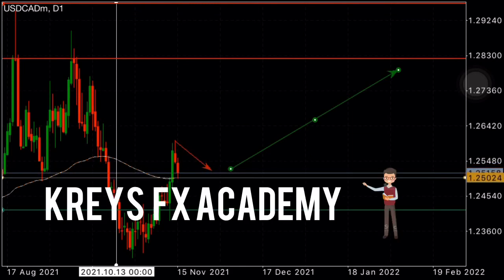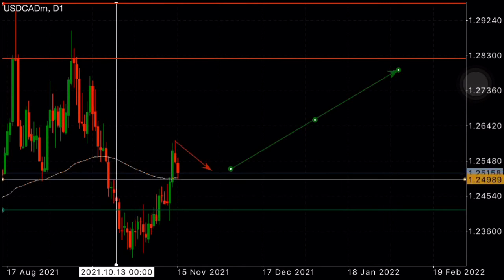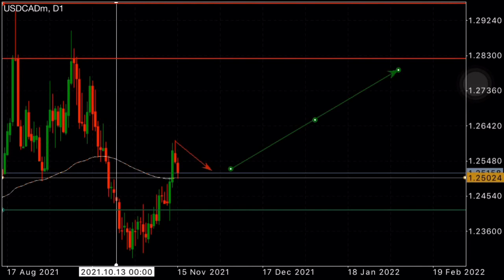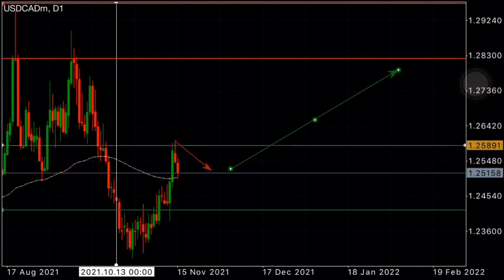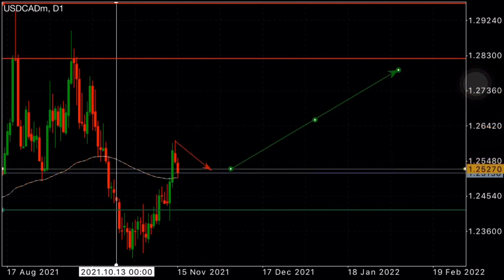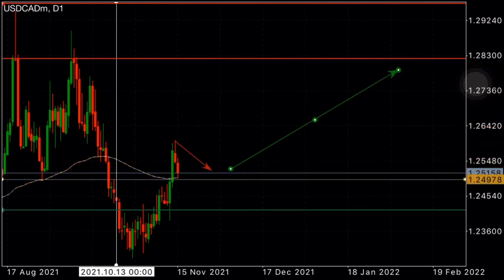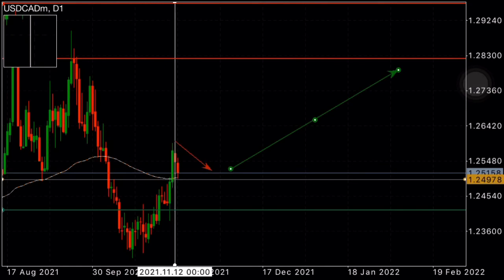So I told you that we agreed that the price was going to come to this level, test this support-turned-resistance, now turned support level, and make its way up to the upside. So guys, perhaps tomorrow I will be looking to enter the USD card on a buy. Now this is the idea.